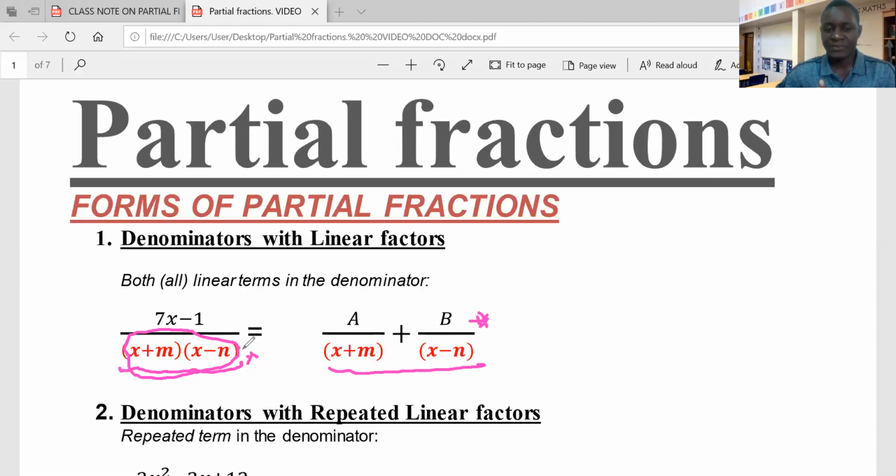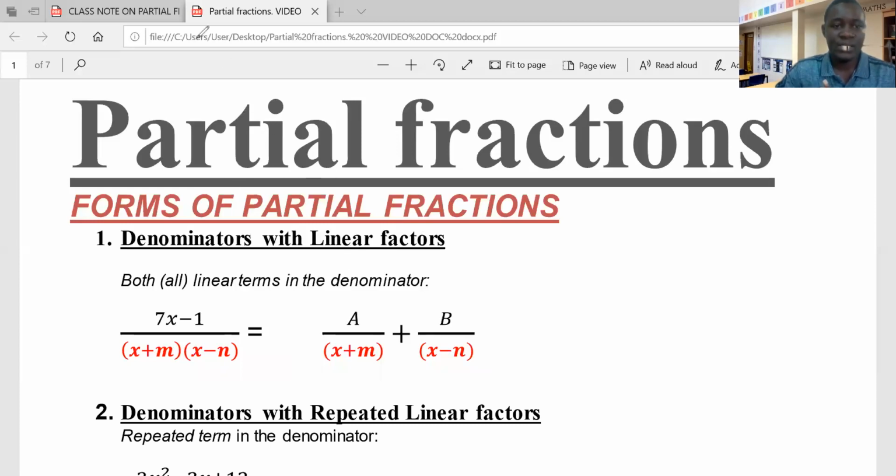Of course, if we have another linear factor in addition to what we already have here, for example, maybe x + r, then we're going to be having another part added to this. That would be c divided by x + r. So that will give us the partial fraction decomposition for this fraction that has linear factors. So let's take note of that.